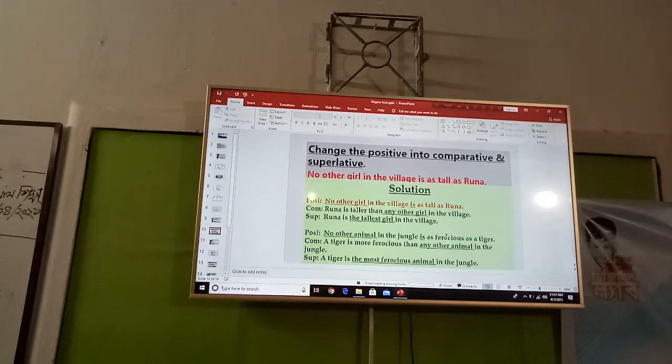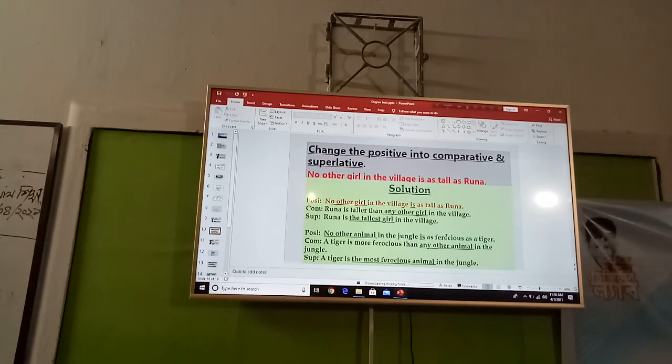Runa is the last subject, so you have to use it in comparative form as the subject. So Runa is taller than any other girl in the village. Runa is taller, that means tall in comparative form, taller, and than any other, as you find no other girl in the positive sentence. So you have to use the phrase any other in comparative form, what I taught in the first rule. Then in the village, the phrase is used in the positive sentence.